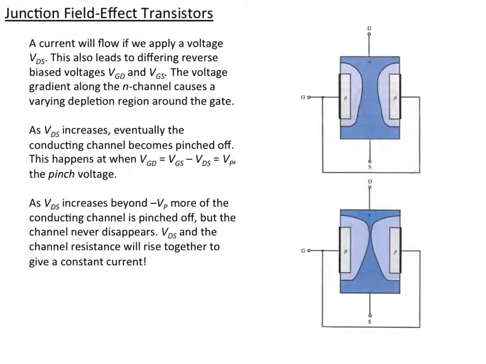If you raise the voltage above the pinch voltage, the channel never completely disappears, but the linear part of it becomes longer and longer, and so you have a larger voltage pushing current through this, and the resistance and the voltage go up together, so you have a constant current. In other words, once you get above the pinch voltage, you have essentially a current source, which is what we often have with transistors.